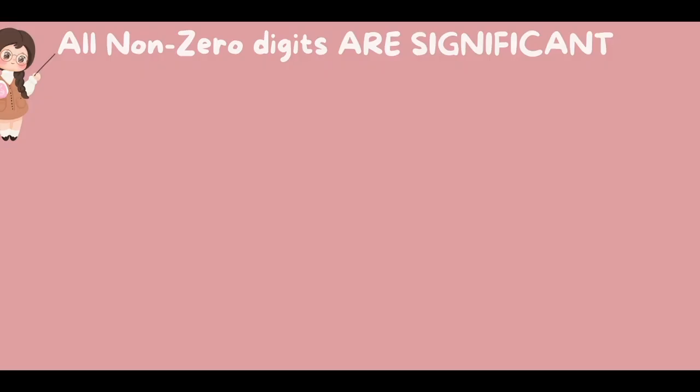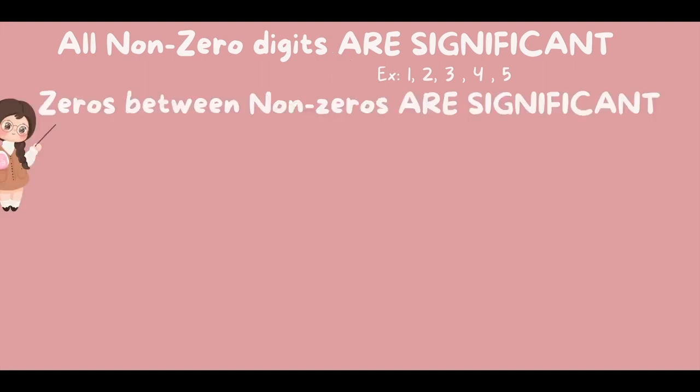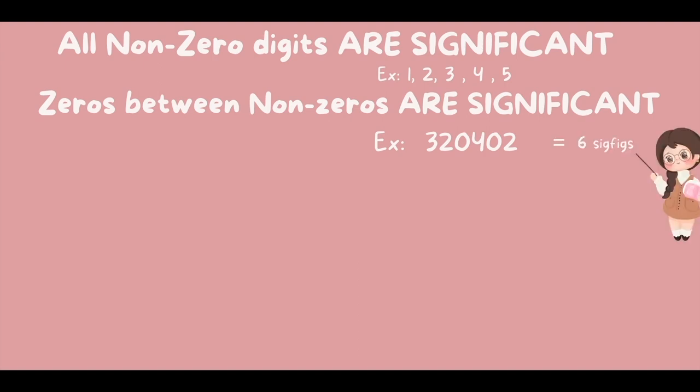So the first rule is all non-zero digits are significant. So any number that's not a 0 is significant. For example, 1, 2, 3, 4, 5, these are all significant numbers. Our second rule is zeros between non-zeros are significant. For example, we have 320402, and all of these numbers are going to be significant. In total, we have 6 significant numbers, or 6 sig figs for short.